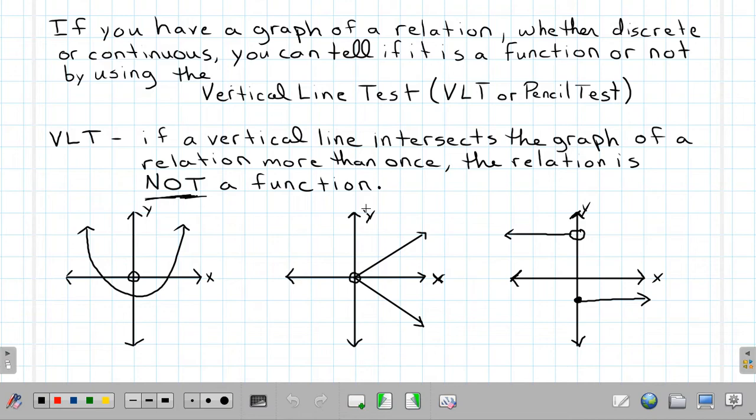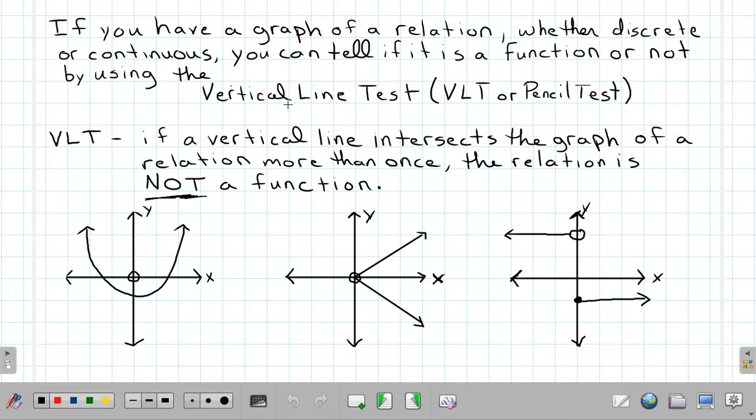Now, we've looked at how we can tell if a table is a function. A mapping is a function. We can tell easily by the ordered pairs if it's a function or not. You can actually kind of tell by the domain and range if you know what you're looking for, okay? But now let's talk about if you have a graph. If you have a graph of a relation, like what we just did, whether discrete, with just a bunch of points, or continuous, with a line, you can tell if it is a function or not by using what we call the vertical line test, otherwise known as either the VLT or the pencil test, okay?